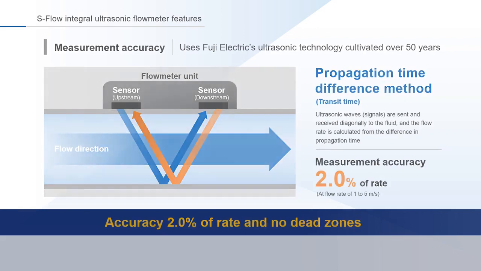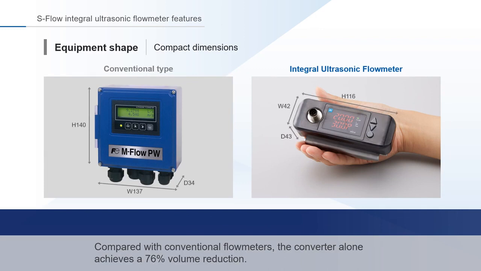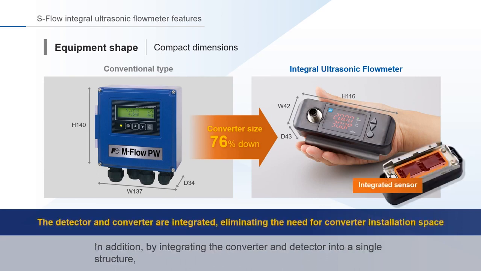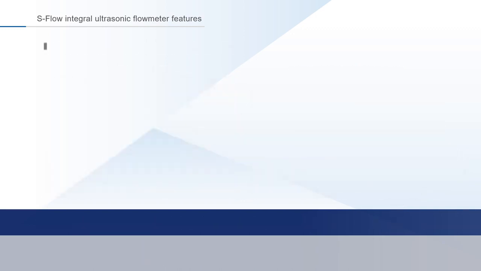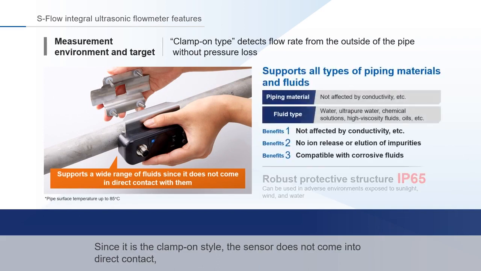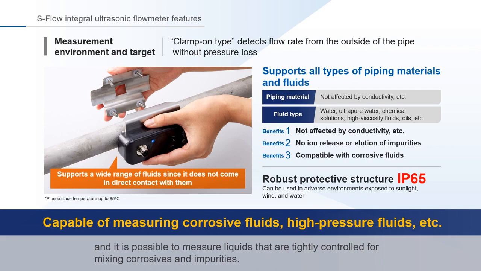Compared with conventional flow meters, the converter alone achieves a 76% volume reduction. In addition, by integrating the converter and detector into a single structure, it can be completely installed within the space on the piping without having to secure extra space for the converter. Since it is a clamp-on style, the sensor does not come into direct contact, and it is possible to measure liquids that are tightly controlled for mixing corrosives and impurities. It can also measure high-pressure fluids that cannot use piping due to safety concerns.